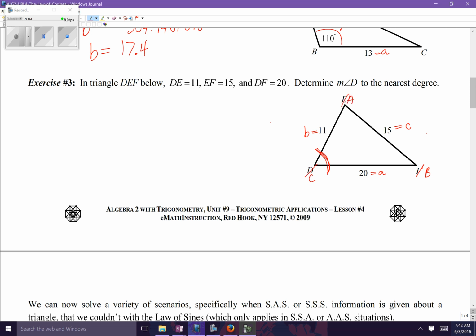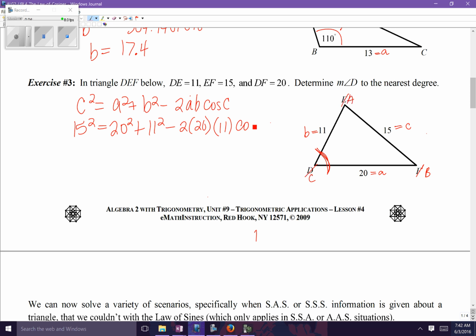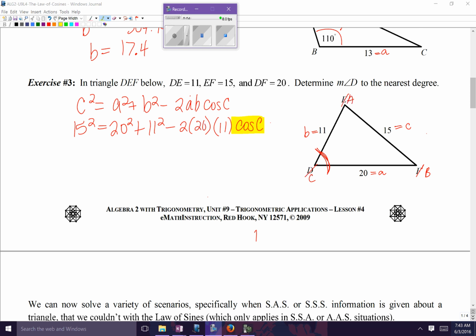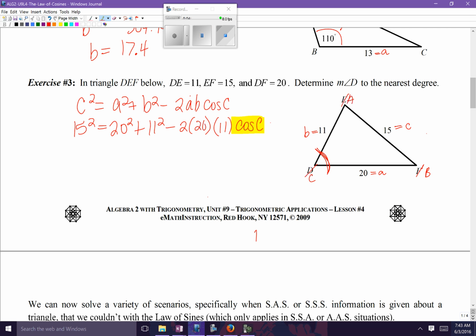So in my equation, I want to make sure I start with c squared equals a squared plus b squared minus 2ab cosine of C. I'm going to substitute in here 15 squared, 20 squared, 11 squared, 2 times 20. And hopefully you notice this time that here's the missing part. So it's going to be a little bit more challenging to solve, but it's okay.